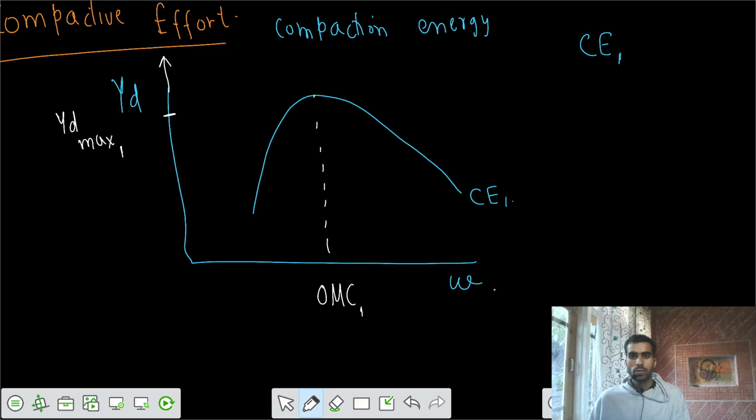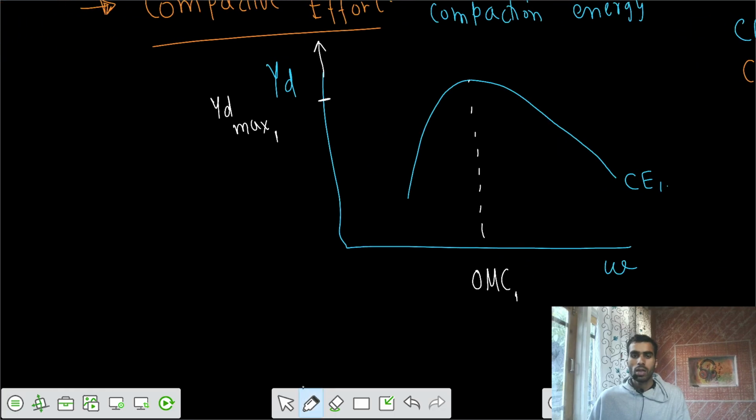Let's say that there's one more compaction energy such that your compaction energy is more. Let's say that CE2 is greater than CE1, similar to the modified compaction Proctor test, and the first one is your standard Proctor test. Similarly, it is the heavy Indian standard compaction test, and this one is your light compaction test. So we can think of it that way.